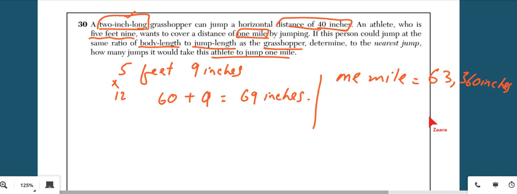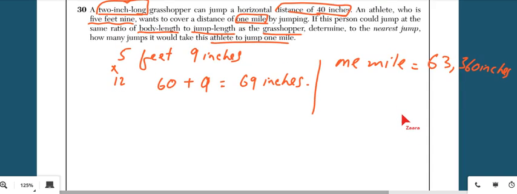Okay. Now, what do we have to do next? We converted, so we are almost in the same system now. The question says that if the person could jump at the same ratio of body length to jump length, the ratio of body length to jump length is the same as the grasshopper. Now the body length is also in inches.